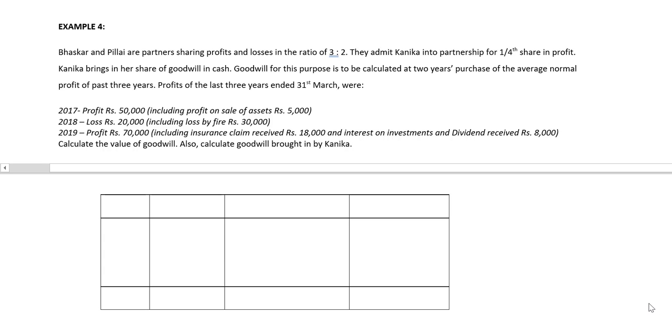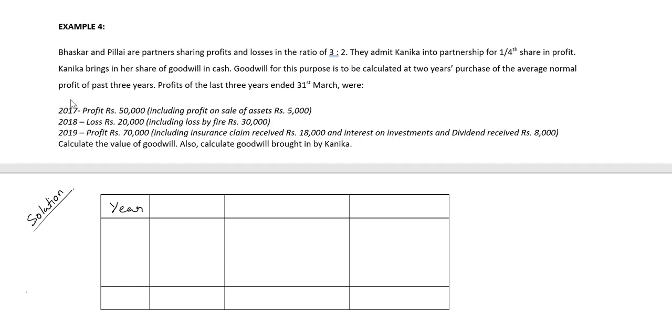We are asked to calculate the value of goodwill of the firm and also the goodwill that has to be brought in by Kanika. So we'll begin with the solution. Now, though the profits or losses for the past 3 years has been given, we need to make adjustments to get the normal future maintainable profit.